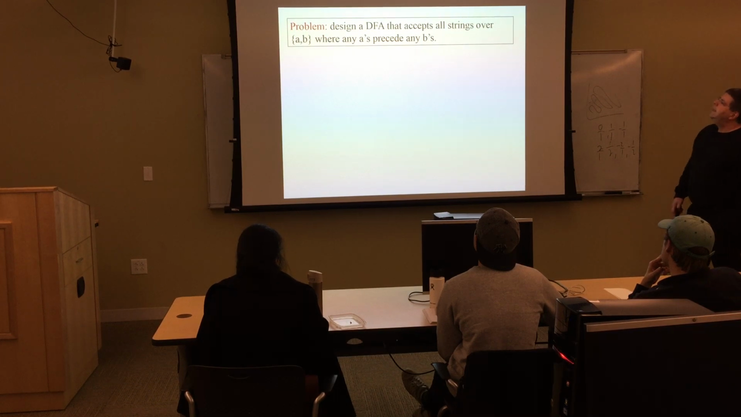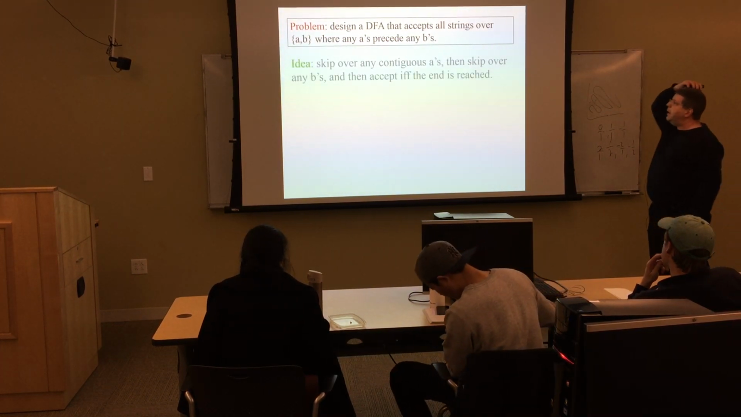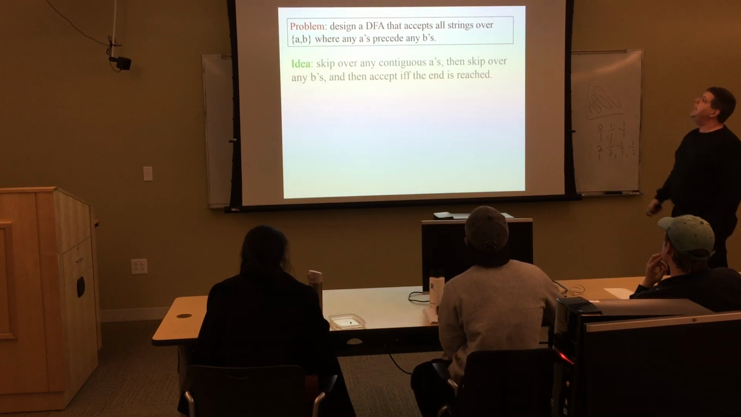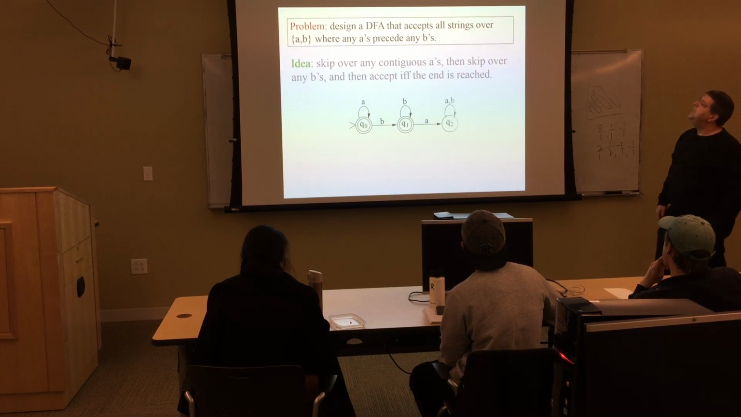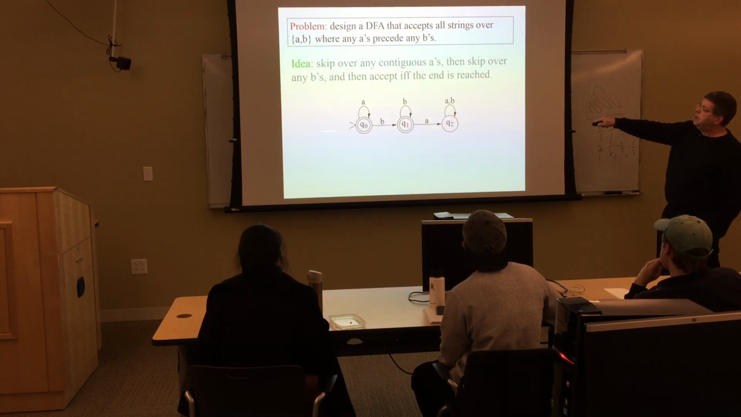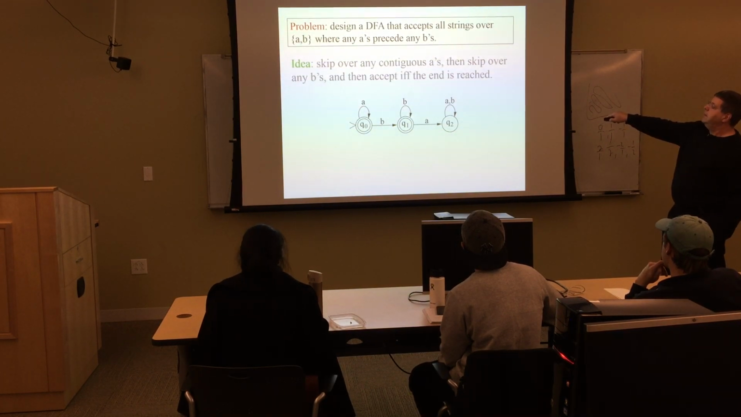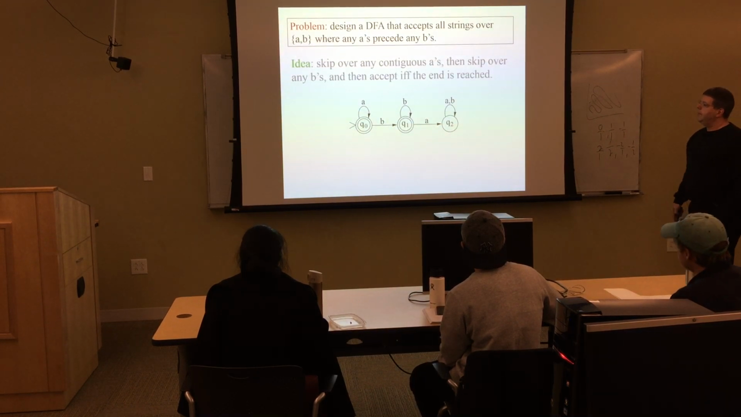All right, so another example. Design a deterministic finite automaton, DFA, that accepts all strings where all A's precede all B's. So the idea is you can skip over the A's when you start, and then when you see a B, flush all the B's. And if B's is all you see after the first B, then accept. But if you see any A after one of the B's, then end up here and reject. And it's a fully specified finite automaton.